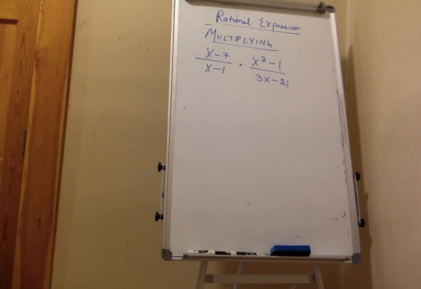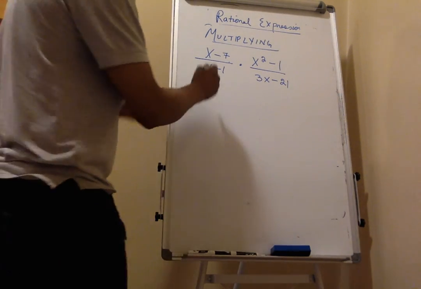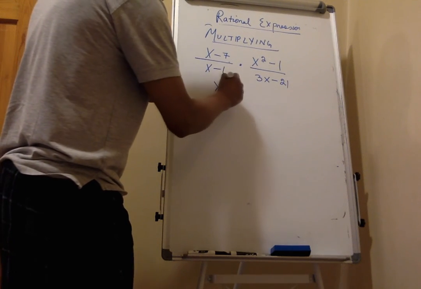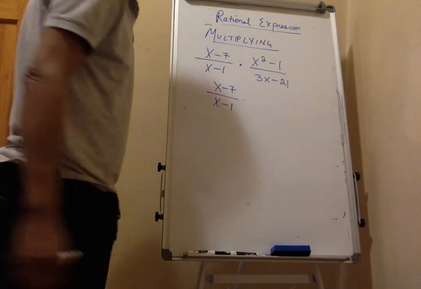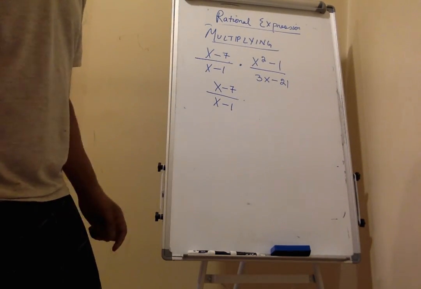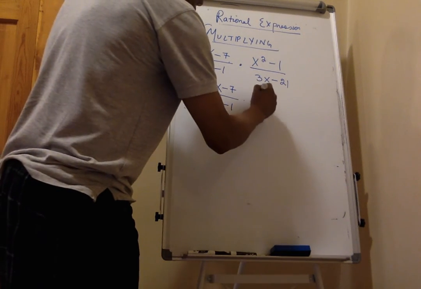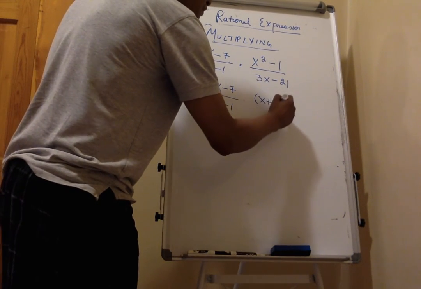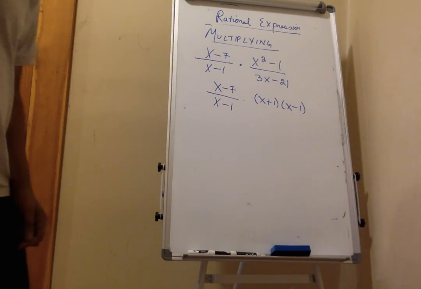Don't go ahead and multiply because you're going to end up with a complicated expression. So first what we need to do is let's factor, if we can factor. This one is prime, so I'm going to bring it down, x minus 7 over x minus 1. But this is the difference of two squares, so I can write this x squared minus 1 as a product of x plus 1 and x minus 1. Okay.